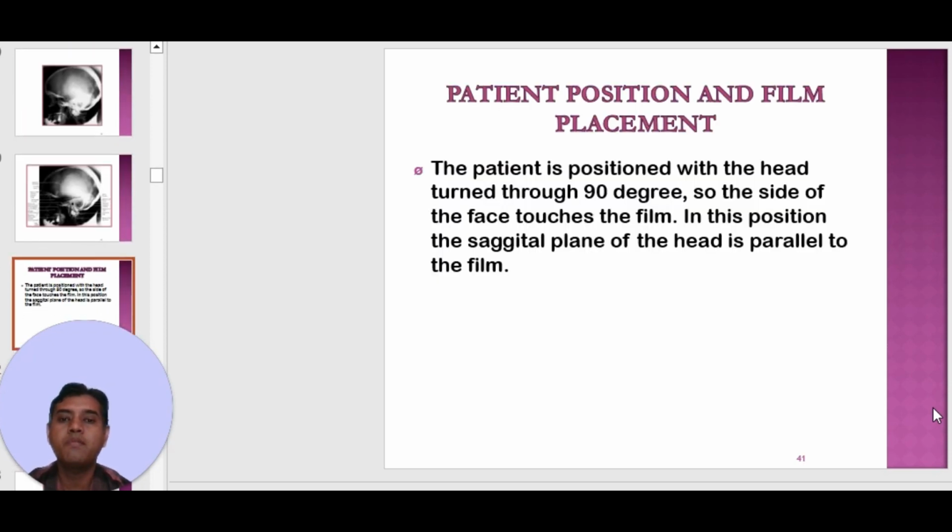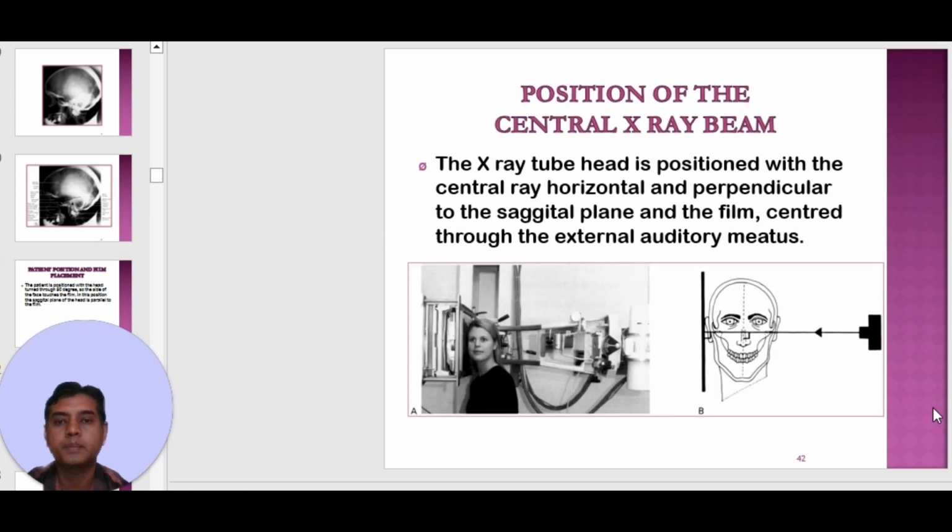The patient is positioned with the head turned through 90 degrees, so the side of the face touches the film. In this position, the sagittal plane of the head is parallel to the film. The x-ray tube head is positioned with the central ray horizontal and perpendicular to the sagittal plane and the film, centered through the external auditory meatus.